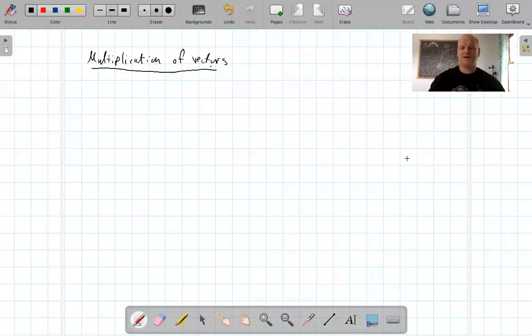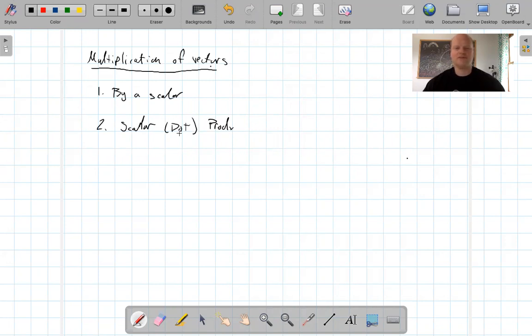So just to remind you, when we finished off last time we were talking about properties of vectors, and we finished off with multiplication of vectors. Again, there are three ways to multiply vectors. The first way is by a scalar. The second way is what's known as a scalar or dot product, which is when you multiply two vectors together to actually create a scalar. We'll talk more about this later. And then the third way is what's known as a cross or a vector product.